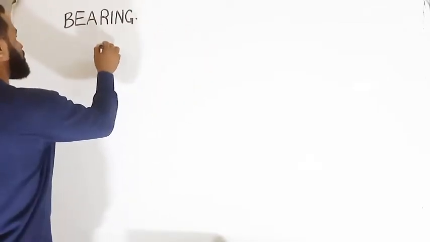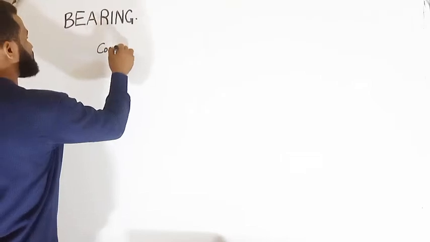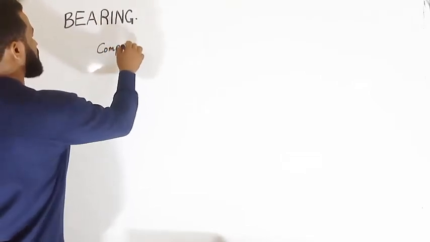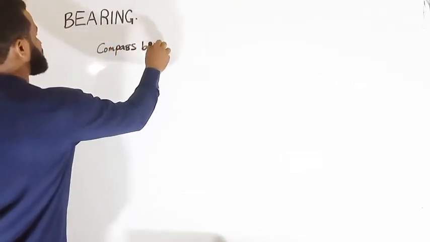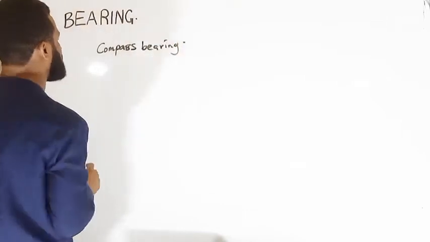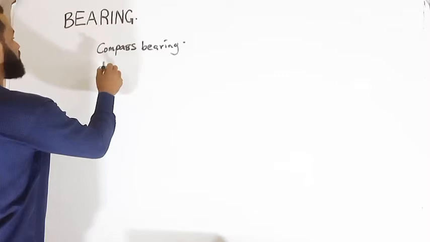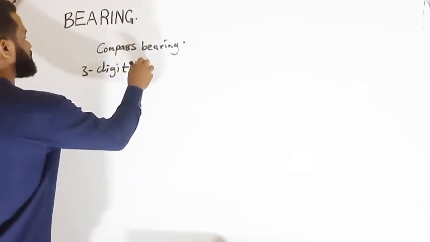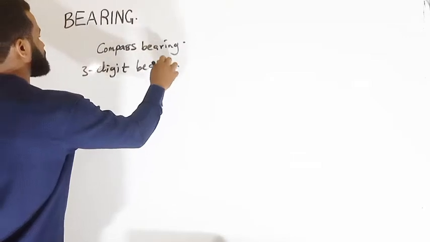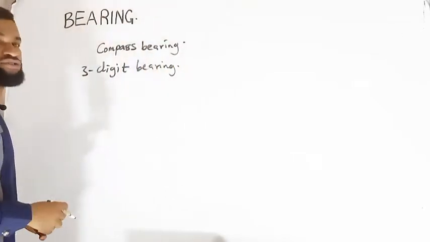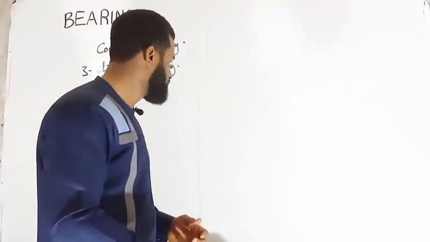We call them compass bearing, and we have three-digit bearing. All right? These are two ways you can represent a bearing.